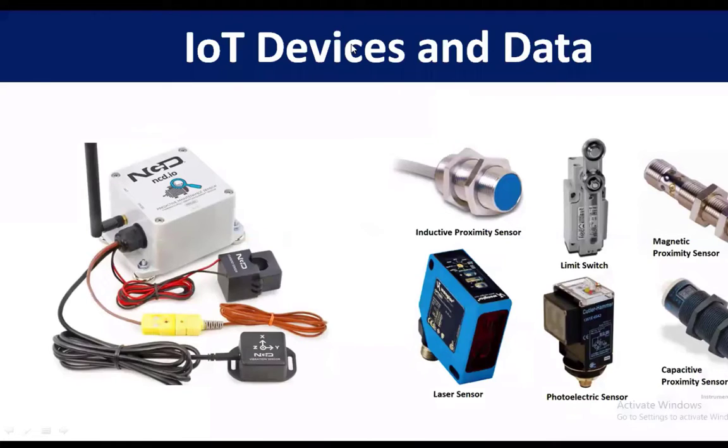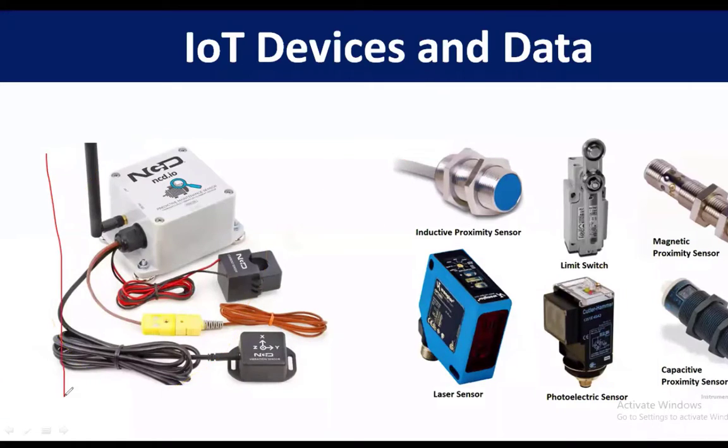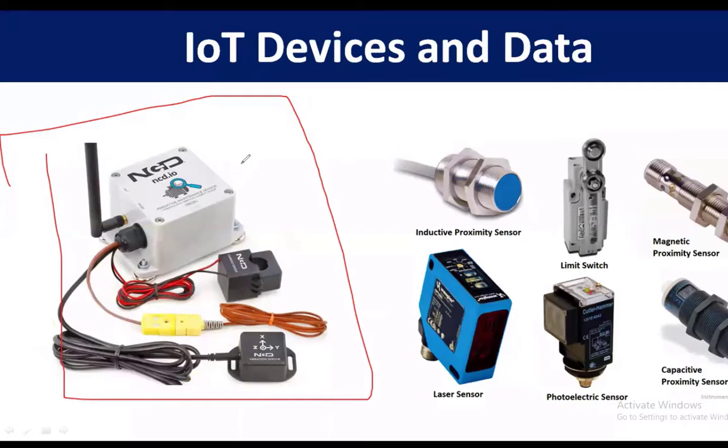Most of us know what IoT devices are. Let us see one example here, one IoT device. All of you can see this IoT device. This device is for IoT based predictive maintenance application. You will see there are three sensors here. See this particular picture. This is a LoRa based predictive maintenance sensor, based on LoRa technology, long range wireless technology. There are a total of three sensors here.